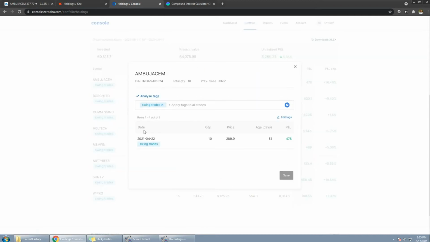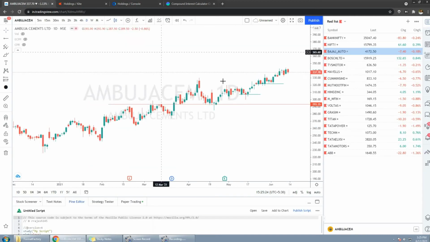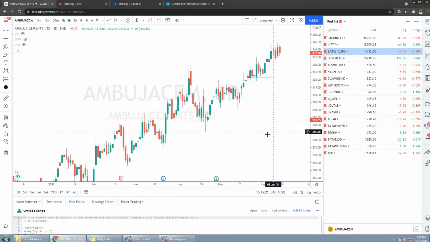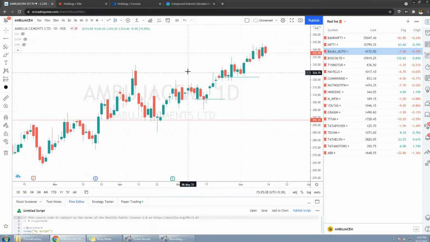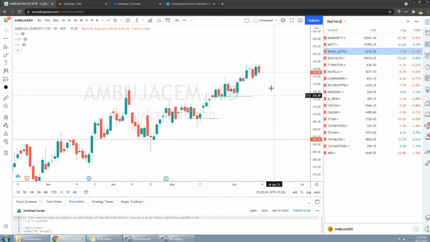Yeah, 22nd April, I'm still holding it. The reason to hold is, I might be booking target here, but I used to trail my stop loss. The current stop loss which I have is around 320. The candle should close below 320 so that I will exit my trade. Until then, I will just keep on trailing my stop loss based on the swing low. Wherever the swing low is getting formed, I will just move my stop loss over there.